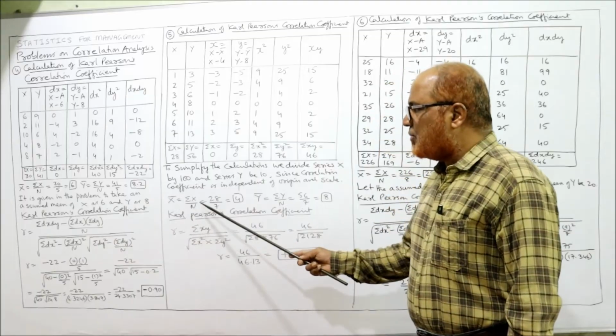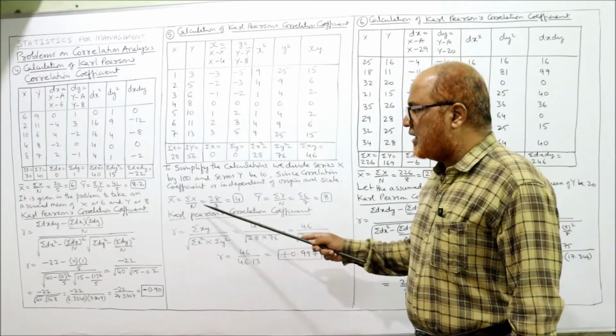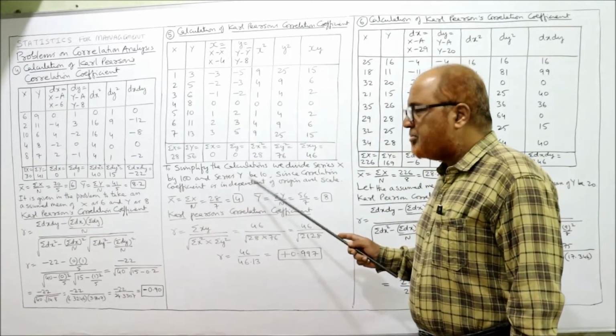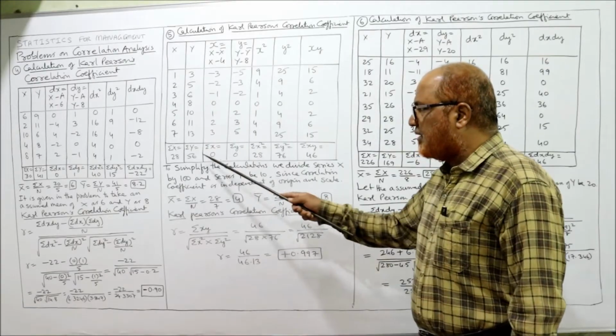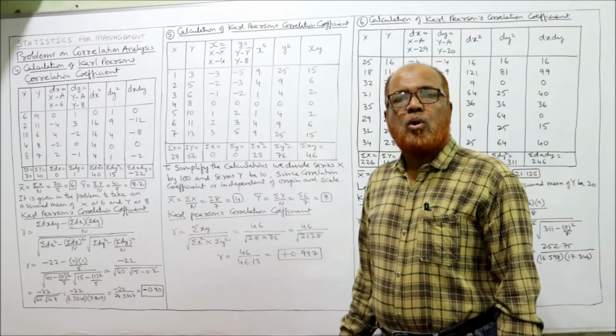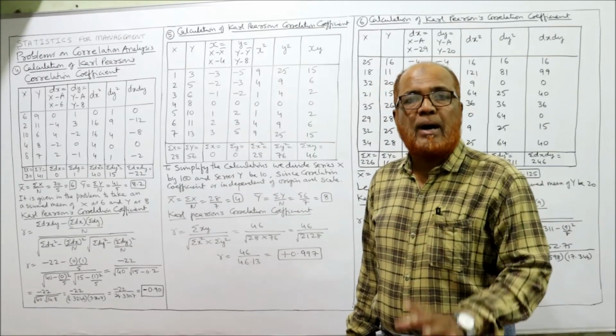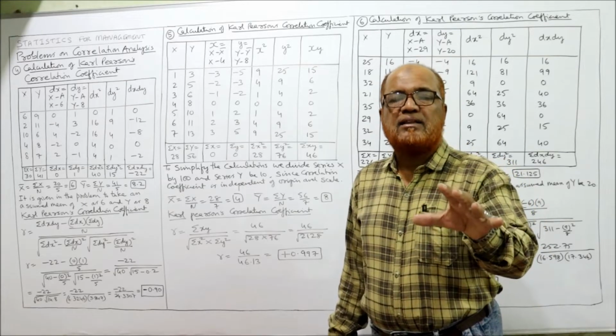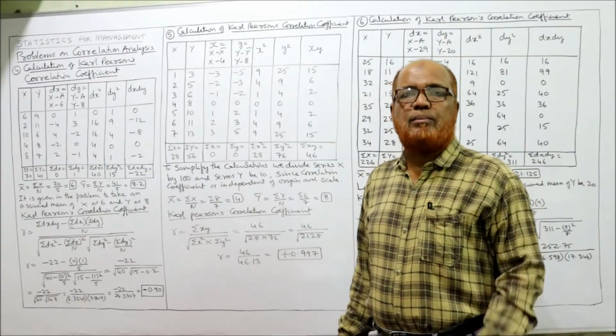X bar is equal to summation x by n. Summation x is 28. 28 by 7, 4. And y bar is equal to summation y by n. 56 divided by 7, you will get 8. So we got both the means in whole number. So we can take the deviations from actual mean.